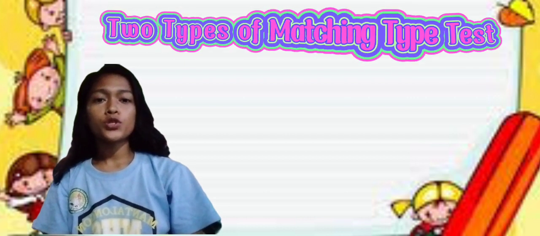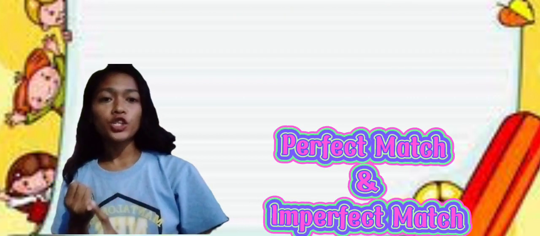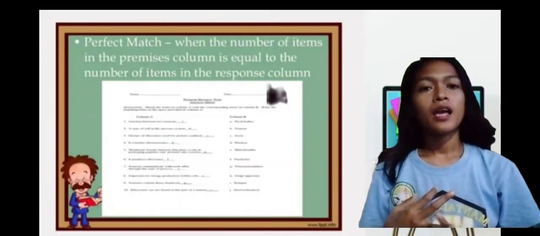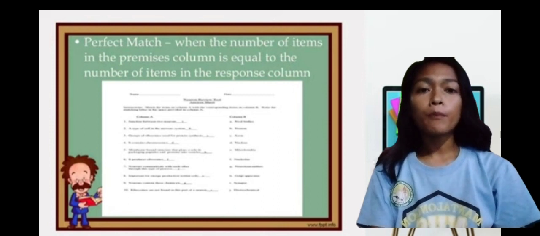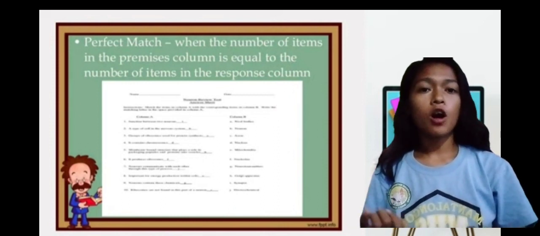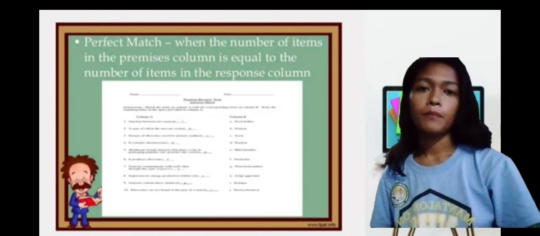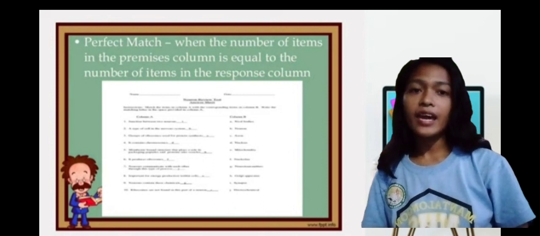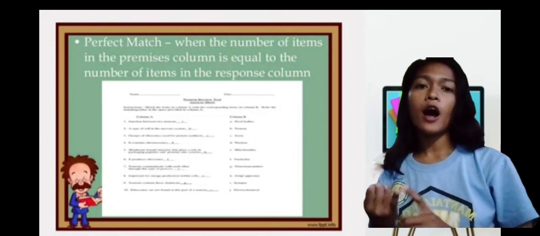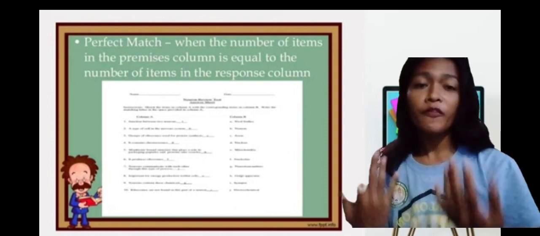Class, there are two types of matching type of tests. We have perfect match and imperfect match. Let's start with perfect match. It means when the number of items in the premises column is equal to the number of the items in responses column. For example, you have 10 items in column A and your column B should also have 10 responses, and that is equal and that is perfect match.